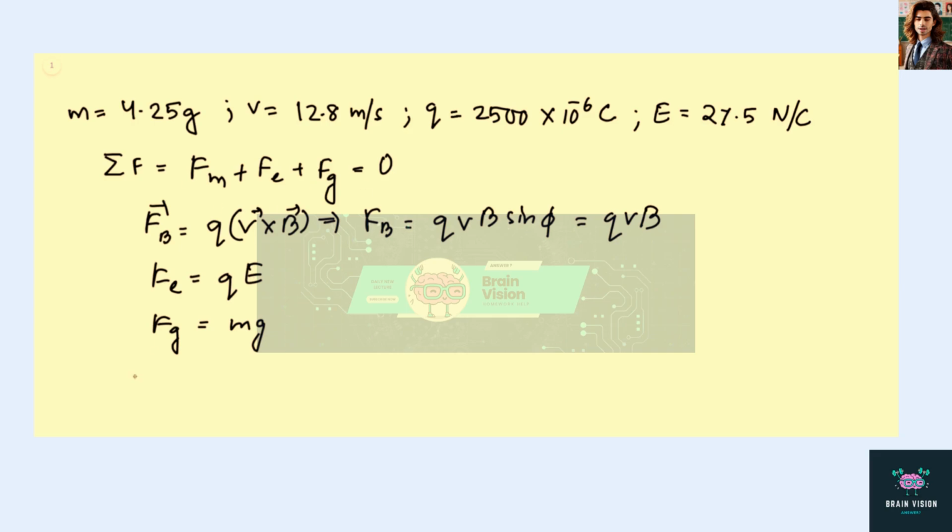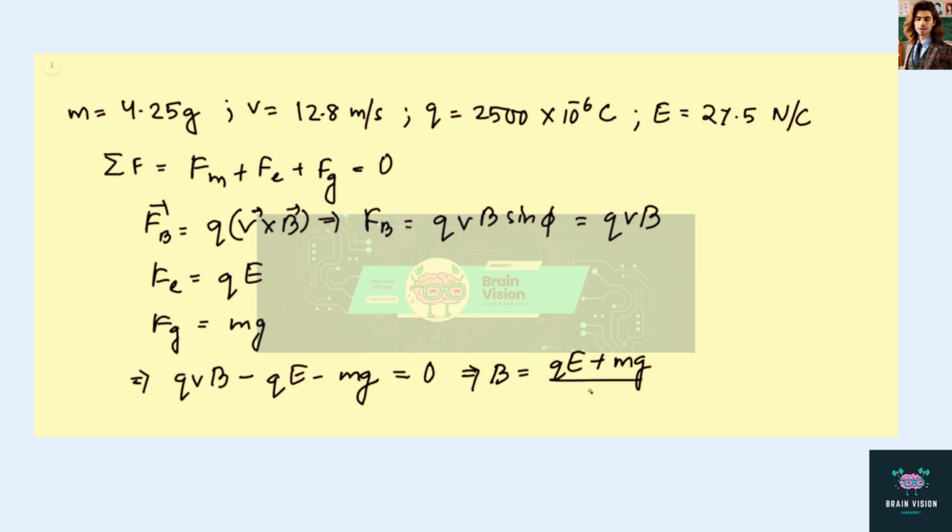So we plug these equations into this equation and we get QVB plus QE. One thing to note is that the direction of this is opposite to the direction of the electric force, and the gravity is opposite to the magnetic force. So we have a negative sign here and a negative sign here. And this is equal to 0. So this gives B to be (QE plus mg) over QV.